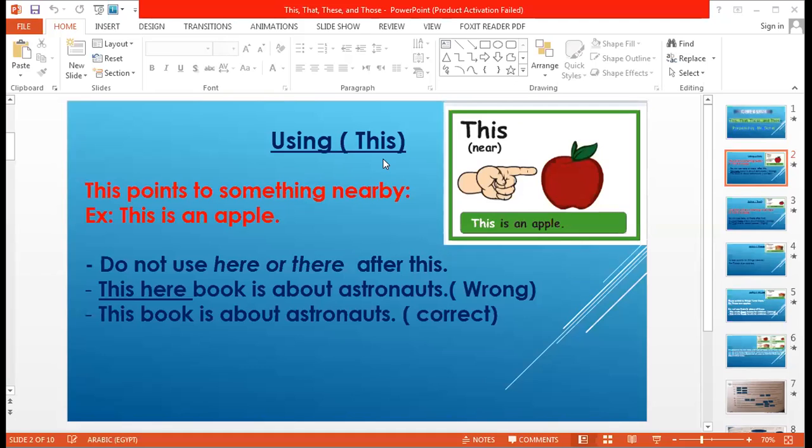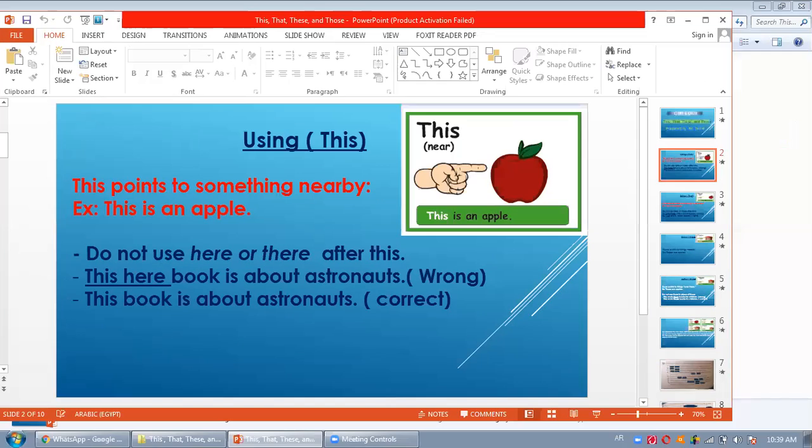So, using this, this points to something nearby. I mean, something is not very far from you. When you point to something that is not very far, it's very near from you. And it's just one thing, I mean singular. So we use the demonstrative adjective this. So this is an apple. Do not use here or there after this.